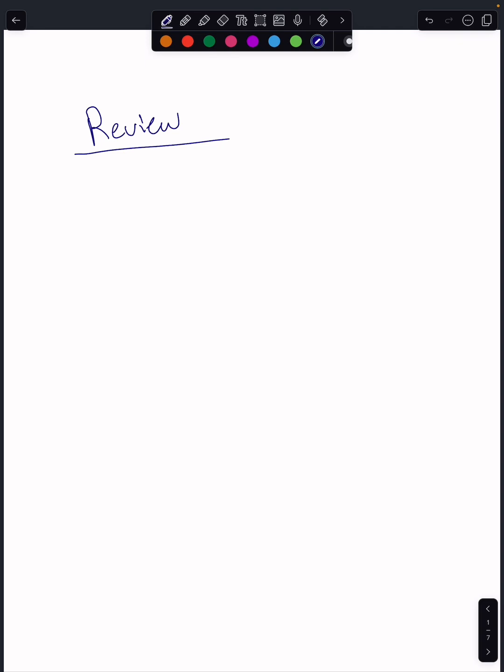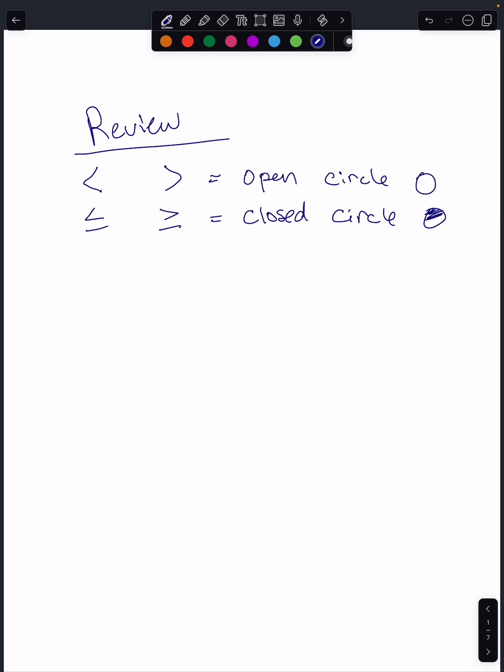Remember that when we were graphing inequalities, those meant open circles. Anytime you had the equal to sign under it, that's a closed circle, which looks like this. That same thing is going to apply. And here are a couple of steps when you want to graph your piecewise functions, okay?